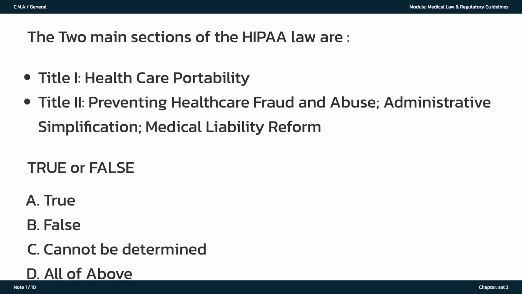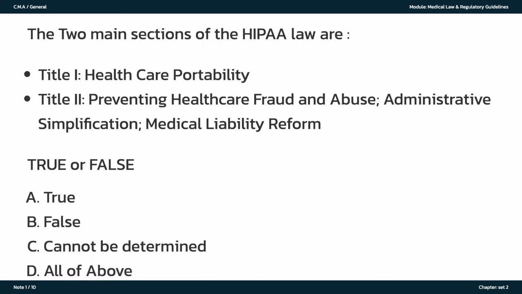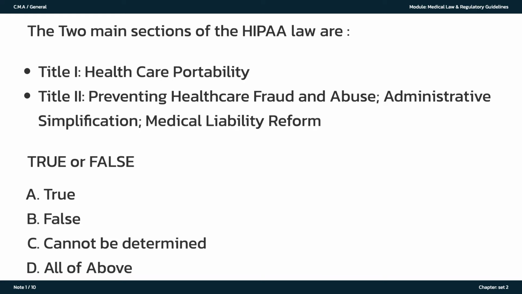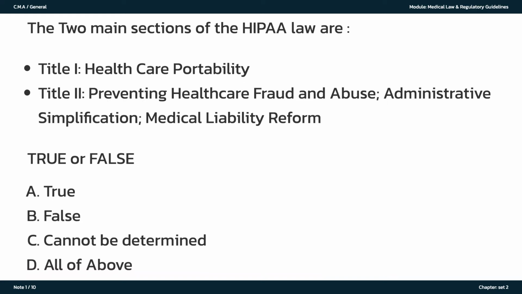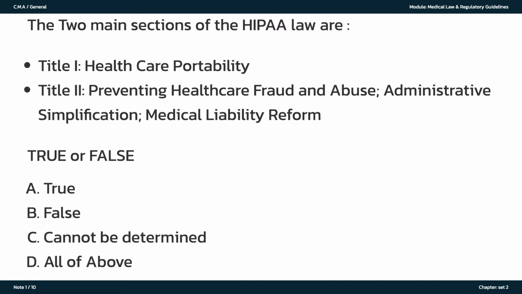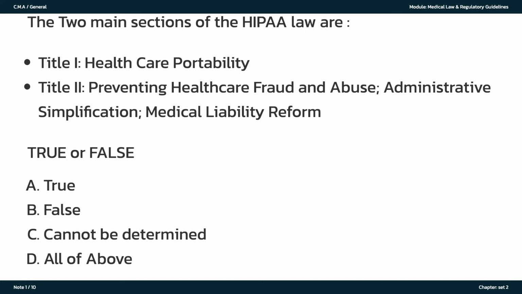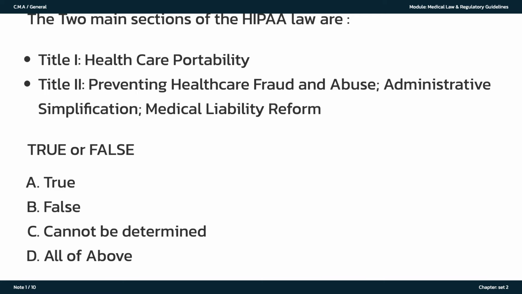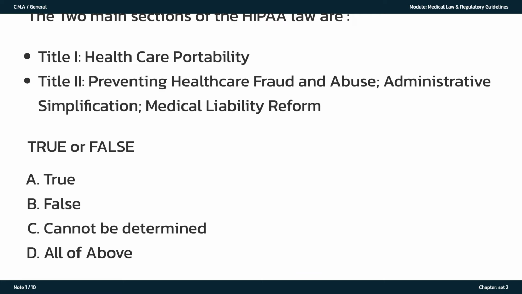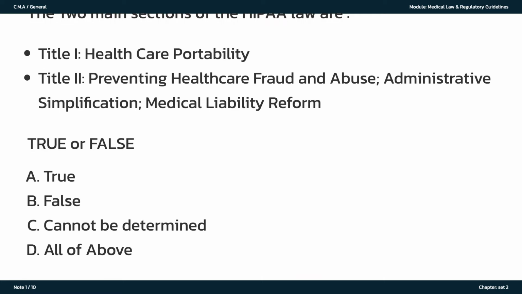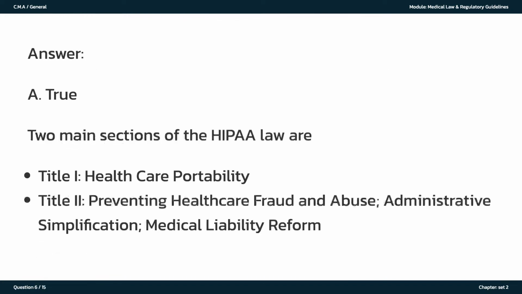The 2 main sections of the HIPAA law are A. Title I. Healthcare Portability. B. Title II. Preventing Healthcare Fraud and Abuse, Administrative Simplification, Medical Liability Reform. True or false? C. True. D. False. E. Cannot be determined. F. All of above. The answer is A. True.